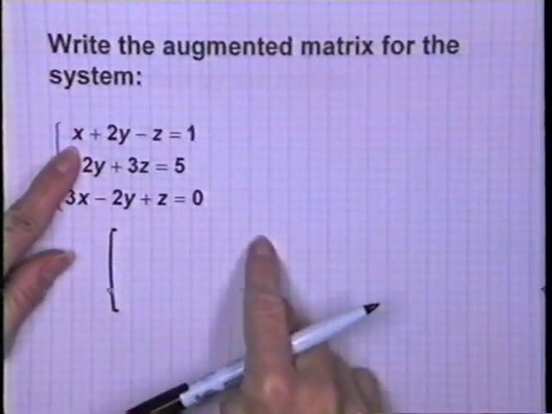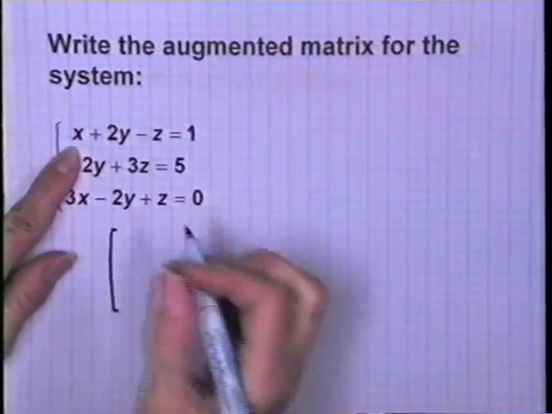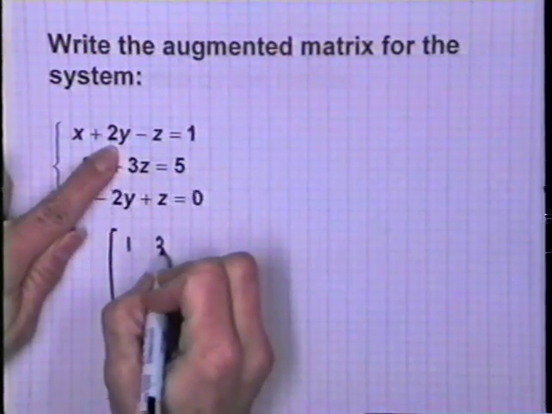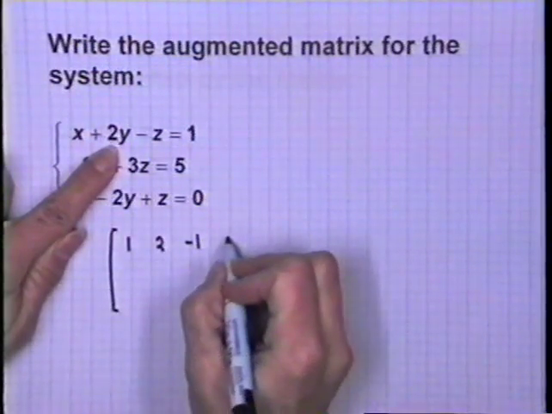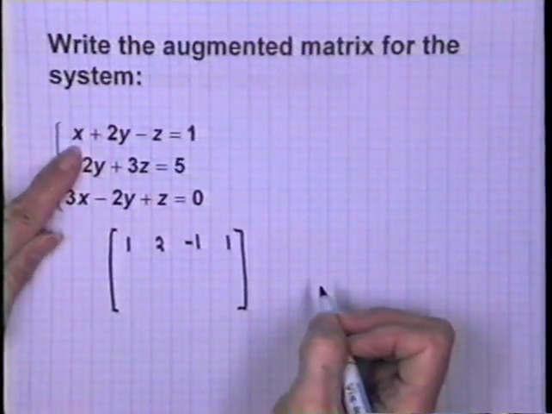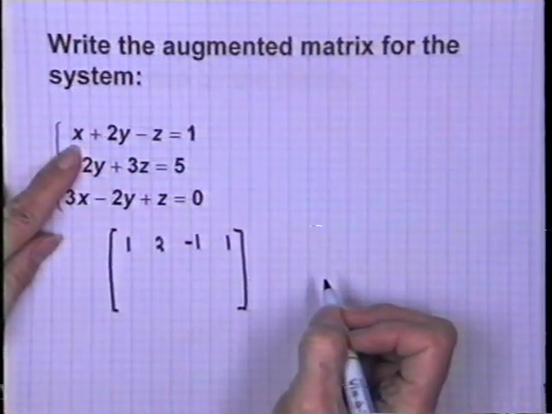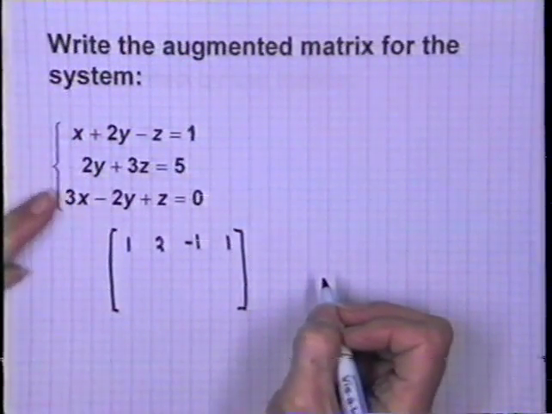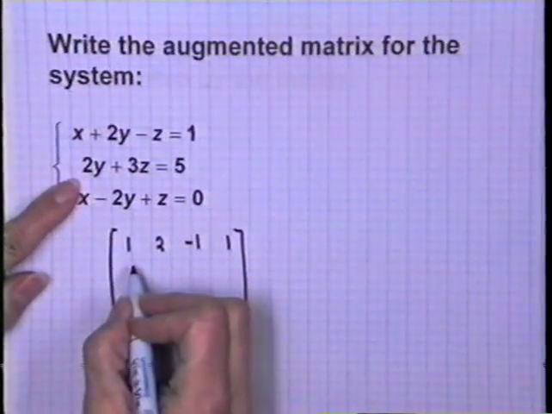In the first row of my matrix, I'm going to list my coefficients and my constant. The coefficient of x is a 1. The coefficient of y is a 2. The coefficient of z is -1. And my constant is a 1. Now you'll notice that if the coefficient is positive or if the constant is positive, I do not have to write that plus sign. But if I have a negative coefficient or constant, I will need to write the negative in my augmented matrix. Okay, let's go to the second row now of our matrix, and let's write the coefficients.